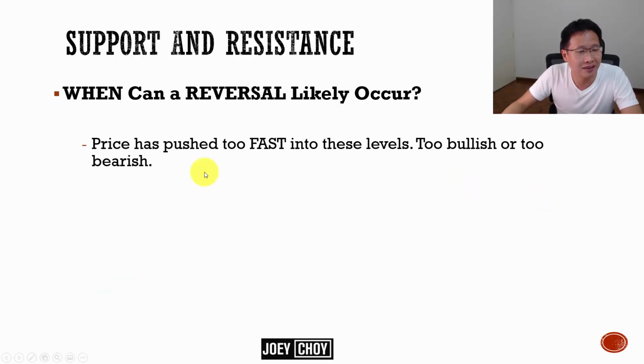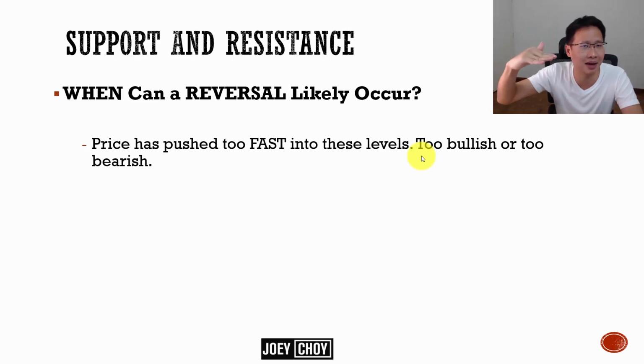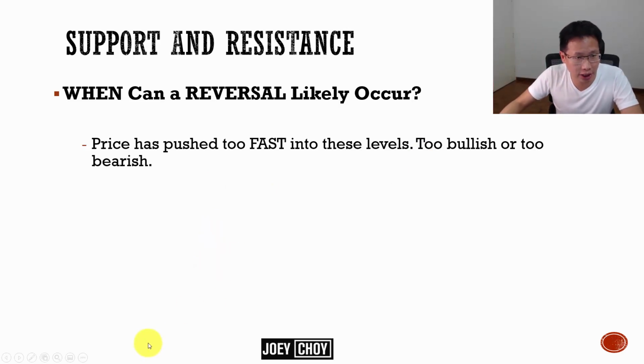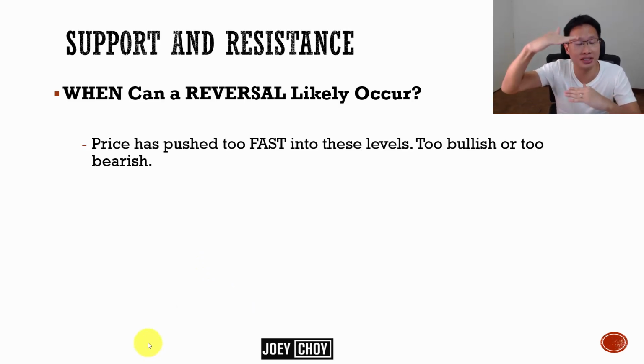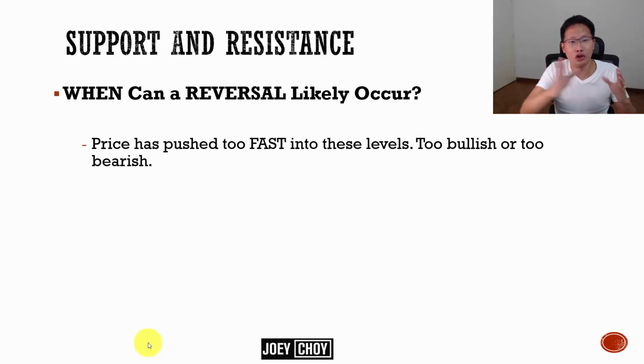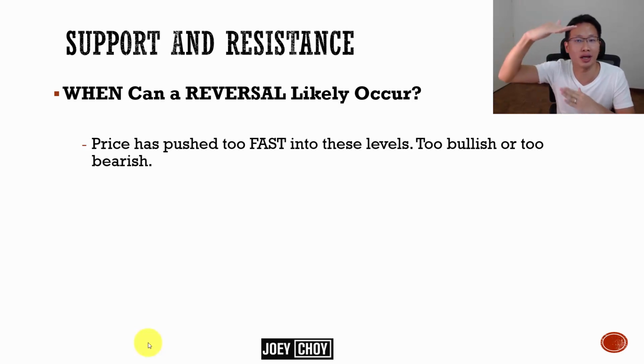Next would be if price has pushed too fast into these levels, so it's either too bullish or too bearish. For example, let's say we have a resistance that's been holding for a couple of months, touched 3 or 4 times, and comes back down. This time we are heading towards that resistance, and we are seeing a few very bullish candles, very strong momentum pushing to that resistance level a bit too fast. Usually it takes a week, or 2 weeks, or a month to hit it, but now within a few days it hits that resistance level.